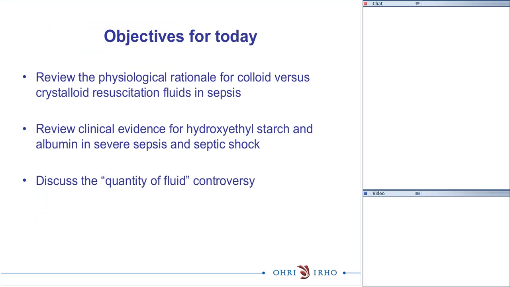So really what I'd love to discuss today is just to briefly review the physiological rationale for why we might want to give a colloid versus a crystalloid fluid to resuscitate our critically ill patients with sepsis. And then we'll go into discussing the clinical evidence for using our colloid fluids in Canada. The two dominant colloid fluids that we have available for use being hydroxyethyl starch fluids and albumin in the setting of sepsis. And then I'll finish off with a short discussion about the quantity of fluid and how we give that fluid and how that controversy is beginning to emerge more now.